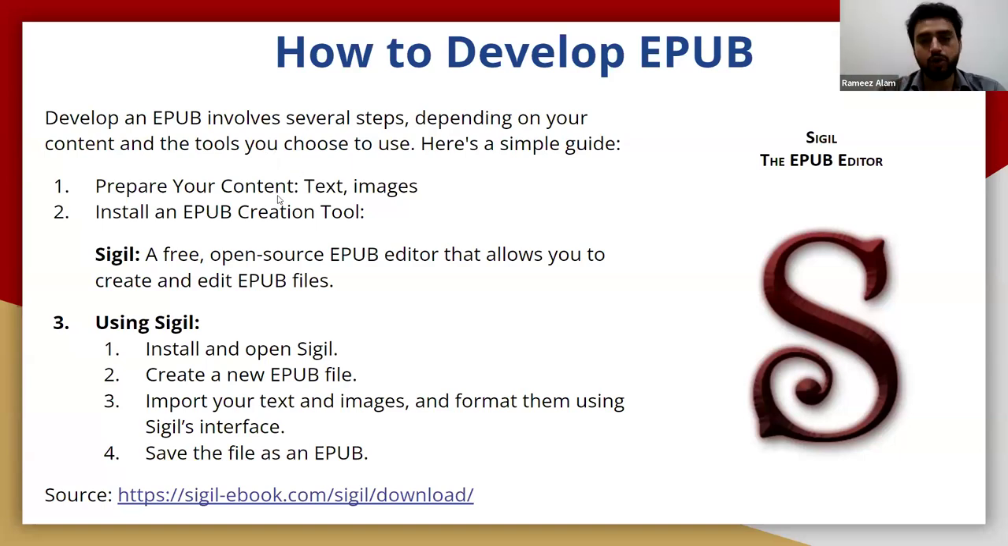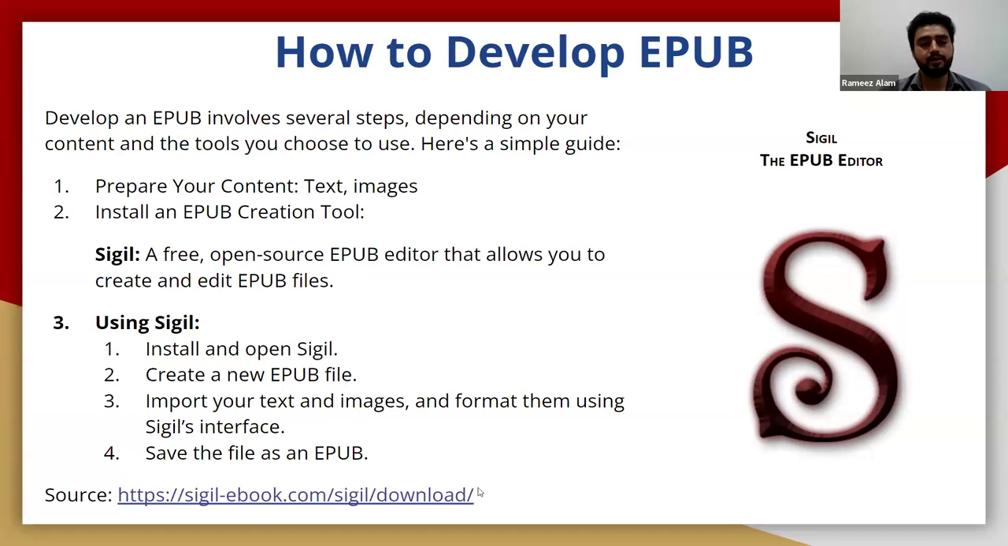Next step is to install an EPUB creation tool. In NCERT, we use the Sigil software. It is open source and free software. It allows you to create and edit EPUB files. Now, how to use Sigil?